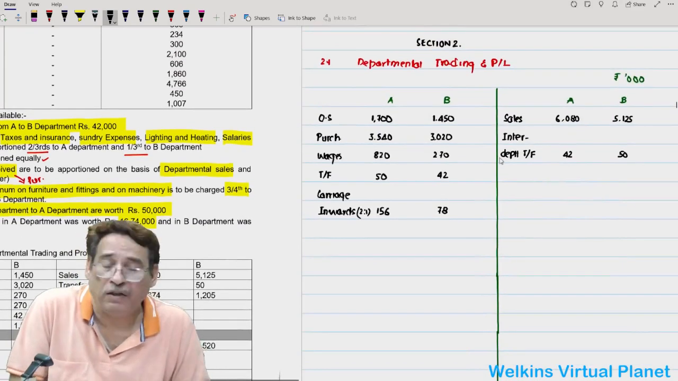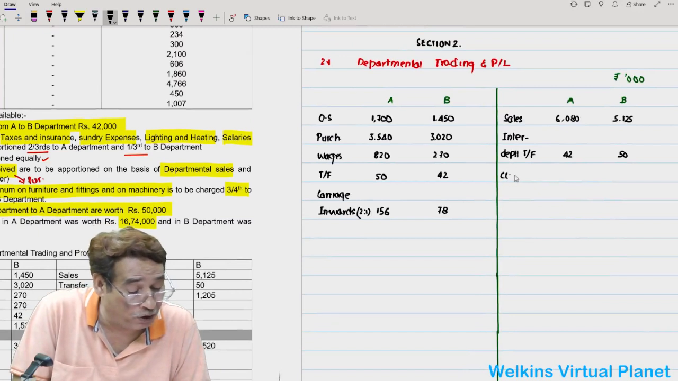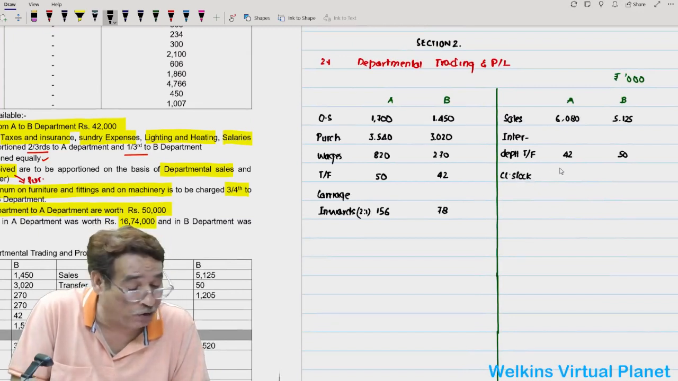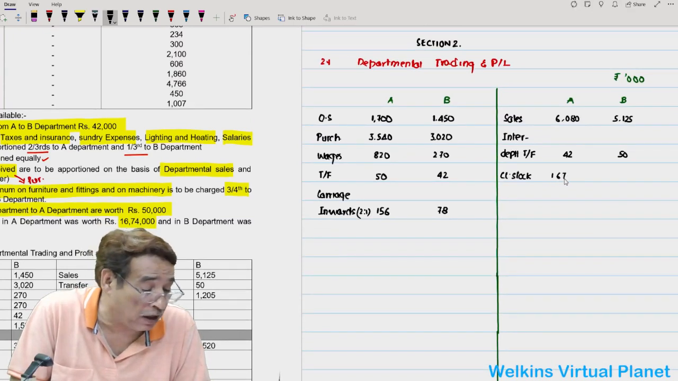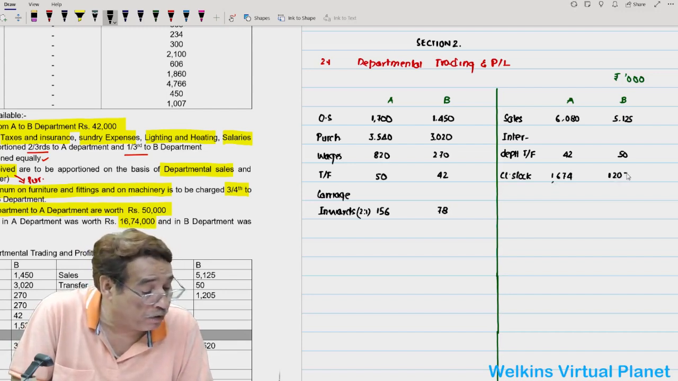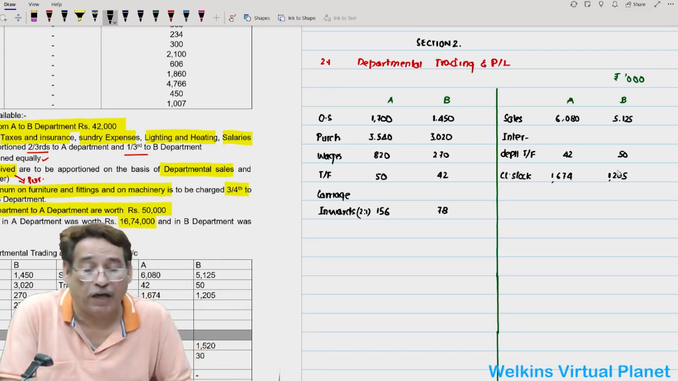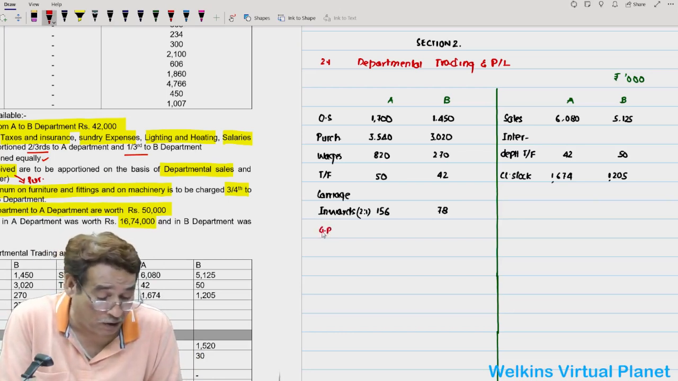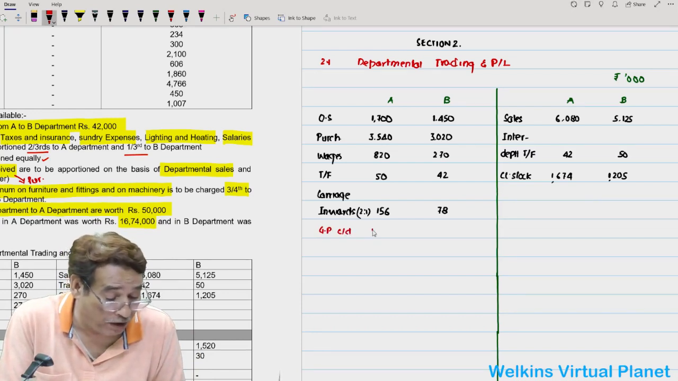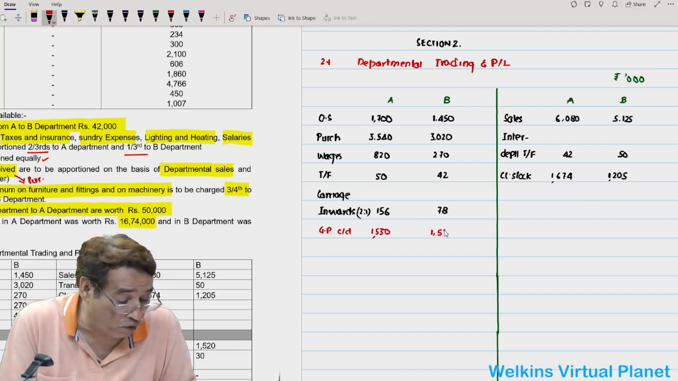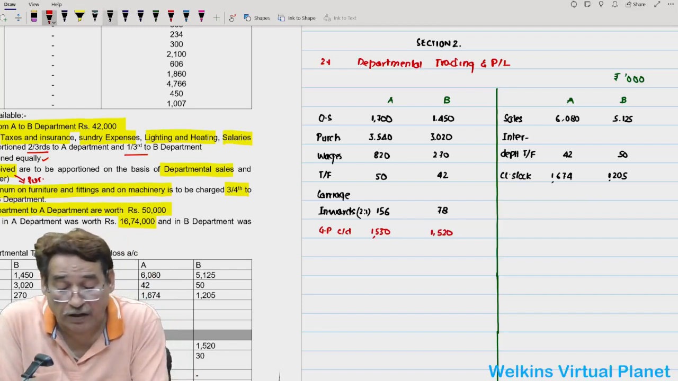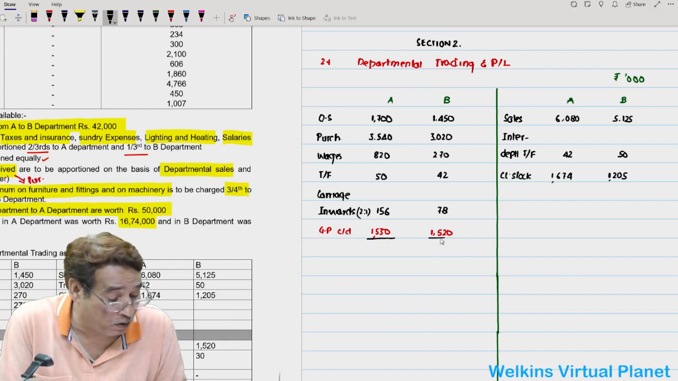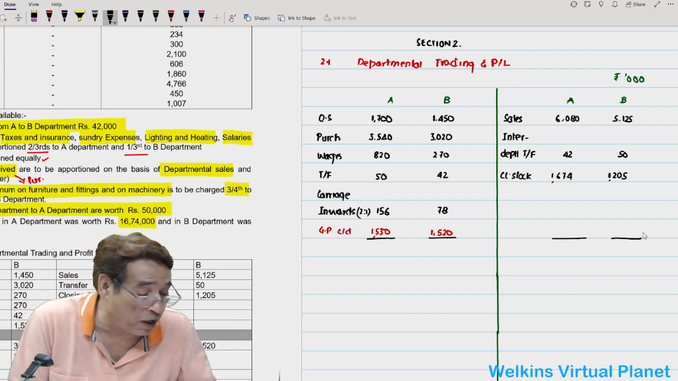And below, in the last line, the question has given closing stocks. So don't forget to write closing stock. When you write the closing stock, write in this manner, 1674. Don't write 000 here because figures are in thousands. And similarly 1205, that is 12,05,000, so I will write 1205. So I have been able to compute the gross profit. Your gross profit carried down will be equal to 1530 and 1520. After having completed your gross profit, obviously, now you will move over to the next part of the question.